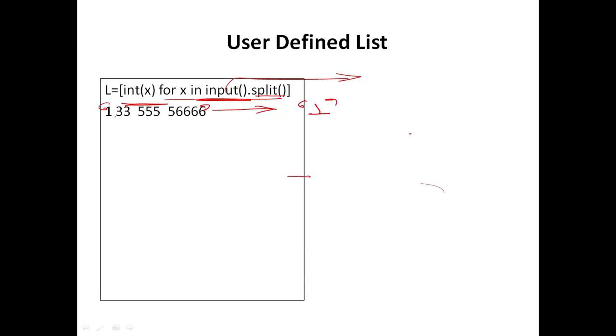The first space is found after just 1, so 1 will be treated as a single string, then the second string will be treated as 33, then the next string will be treated as 555, and similarly we have the last string, that is 5 4 times 6. So this is our last string. So we now have a collection of 4 strings in this way. So what does this expression part do?